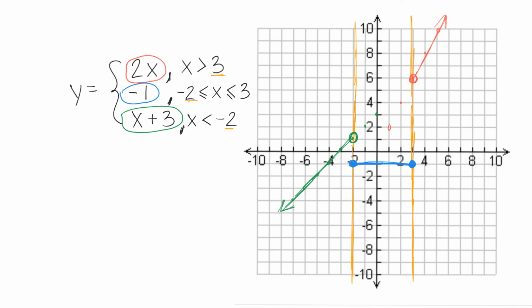So my final answer looks like this. And if I'm really on top of things, I'm going to go back and erase all the chicken scratch I made to help me get set up, right? And so truly, this is your final graph. So here's what your final piecewise graph looks like.